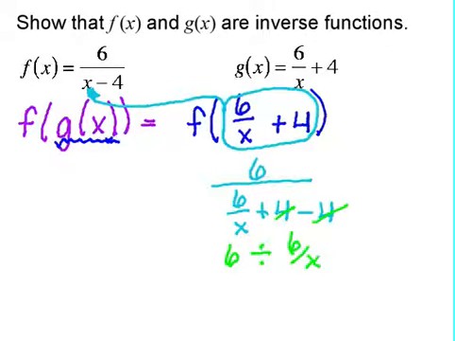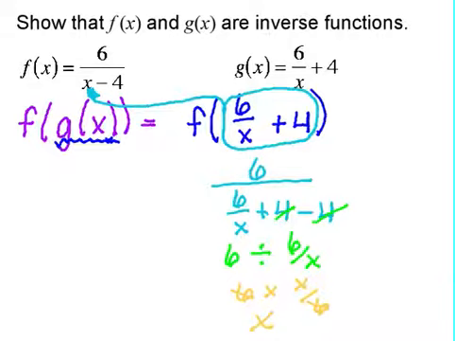Well, how do you divide fractions? You multiply by what? The reciprocal. And what's the reciprocal here going to be? X over 6. So what ends up happening? Your 6's do what? Cancel. And I've got x. So I've shown that f of g of x equals x. That's one. Now I've got to show the reverse.